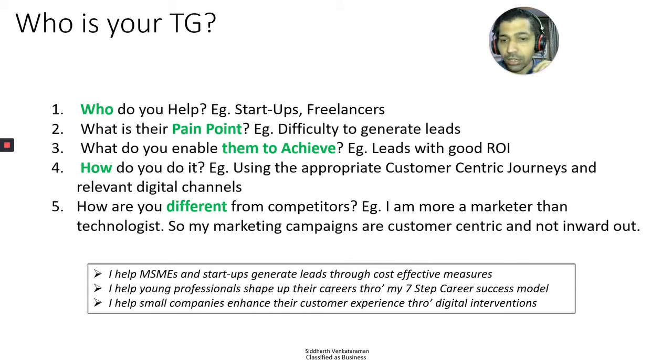For me, there are 2 or 3 one-liners which I talk about depending on my target audience. I help MSMEs and startups generate leads through cost-effective measures. I help young professionals shape up their careers through my 7-step career success model. This is when I take the hat of a career coach. I help young professionals shape their careers, and I have my framework through which I help them improve. And then I help small companies enhance customer experience through appropriate digital interventions. So these are all one-liners with which I'm able to clearly tell who I am. And this will be the hook based on which people will approach me further and try to get more details.